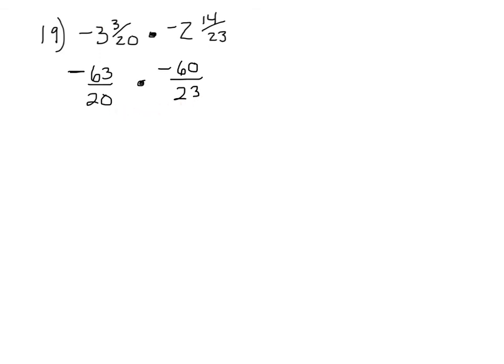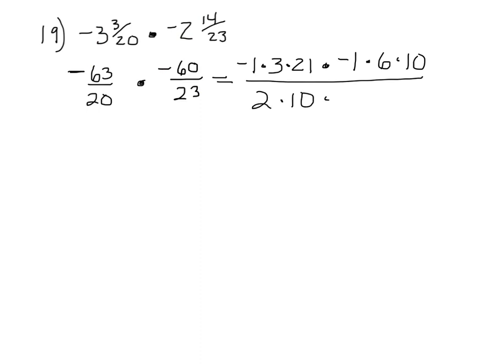Alright, I do not need a common denominator. I'm just going to go straight across, but before that I'm going to reduce. I'm going to factor right now. So 63, I know 3 can go into 63. So here we go. I'm going to have negative 1 multiplied by 3 multiplied by 21, because 3 times 21 is 63, times negative 60, so it's going to be negative 1 times, now for 60 I'll use 6 times 10. It's the first thing that pops into my head for 60. Underneath there's a 20. I'm going to go 2 times 10. And then multiplied by 23.